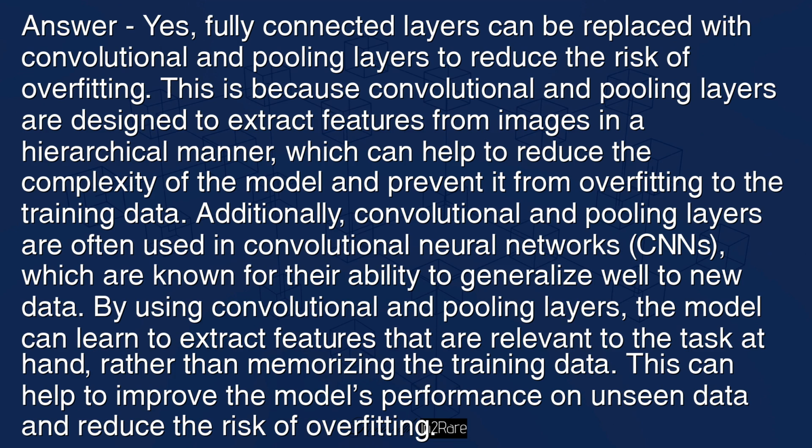Answer: yes, fully connected layers can be replaced with convolutional and pooling layers to reduce the risk of overfitting. This is because convolutional and pooling layers are designed to extract features from images in a hierarchical manner, which can help to reduce the complexity of the model and prevent it from overfitting to the training data. Additionally, convolutional and pooling layers are often used in convolutional neural networks (CNN), which are known for their ability to generalize well to new data. By using convolutional and pooling layers, the model can learn to extract features that are relevant to the task at hand, rather than memorizing the training data. This can help to improve the model's performance on unseen data and reduce the risk of overfitting.